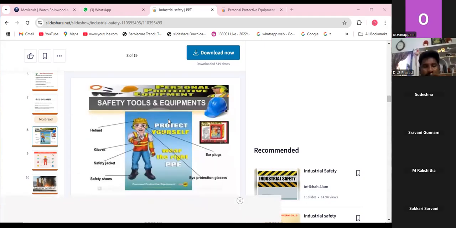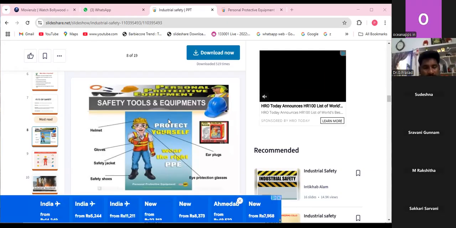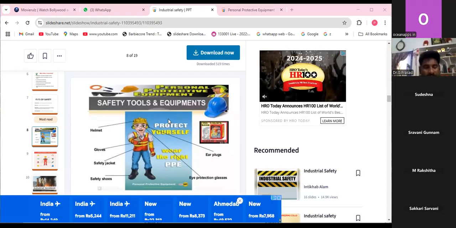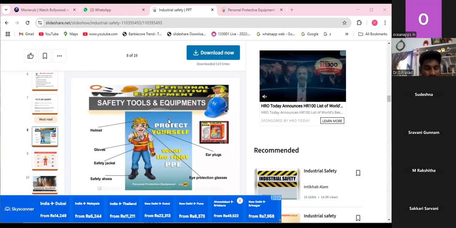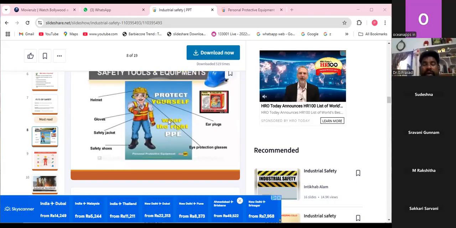These are all called safety tools and equipment. We have to use a proper helmet, proper gloves, a safety jacket, and safety shoes. These are all called safety tools or safety equipment. That is called PPE, personal protection equipment.